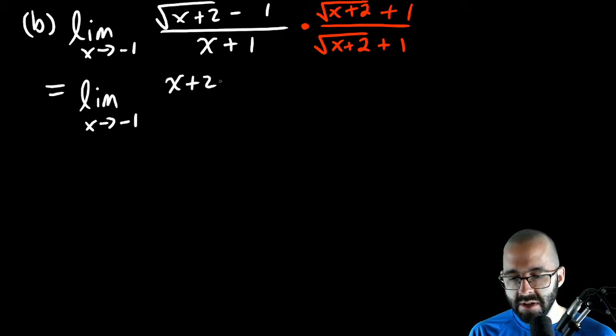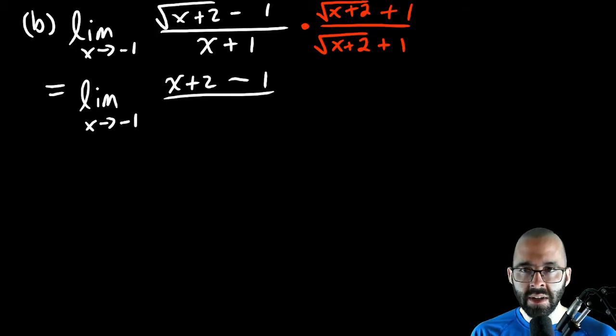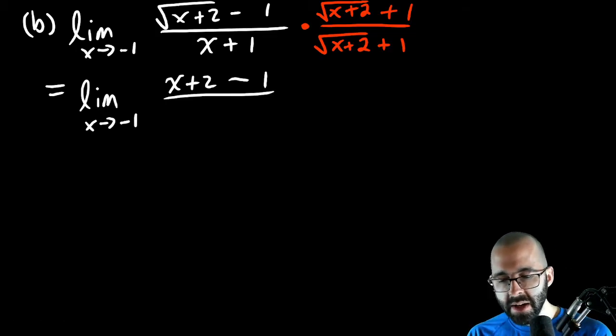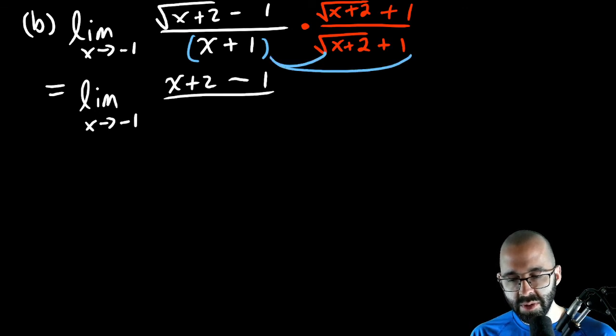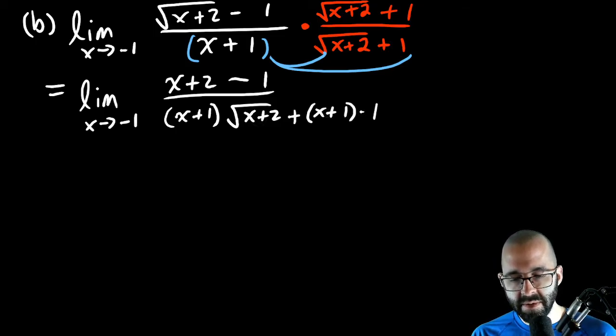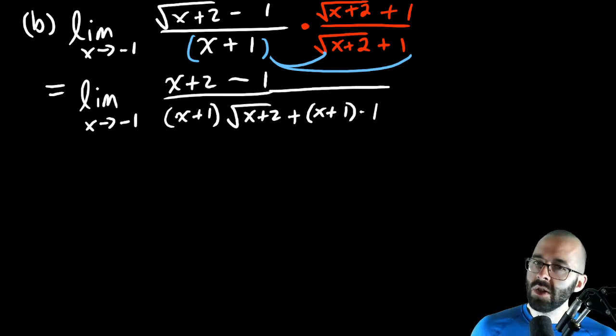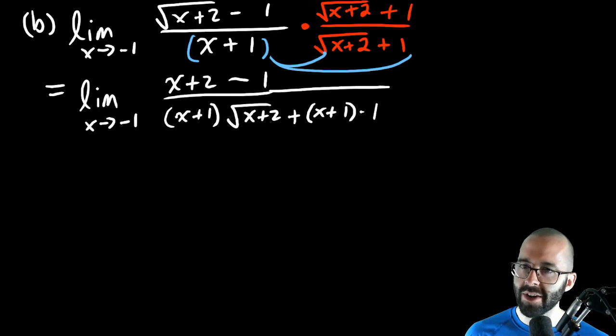This is going to become the first thing squared, which is just x plus 2, minus the second thing squared, which is 1. That's the difference of squares shortcut I'm using right here. You can also FOIL it all out, and things will cancel. And on the bottom, we do have to distribute. It's going to be x plus 1 times this, and x plus 1 times that, and the bottom is going to be a little messier. x plus 1 times the square root, plus x plus 1 times 1. Now, it doesn't look like we've made anything better for ourselves.